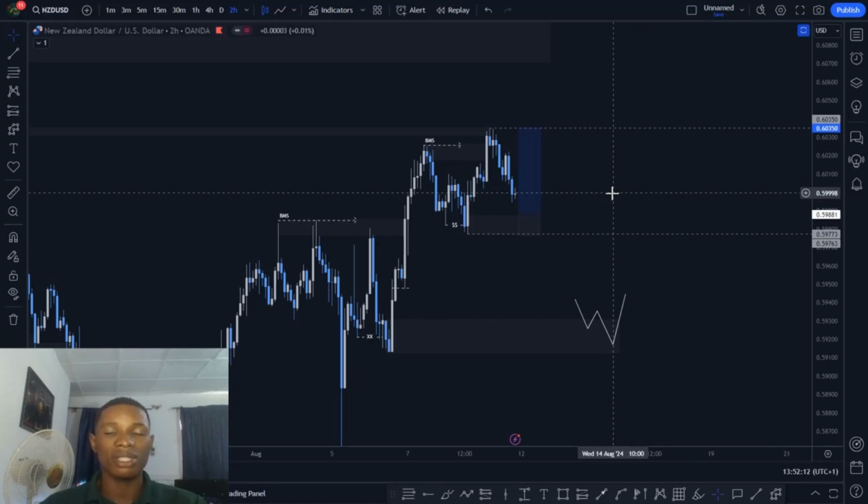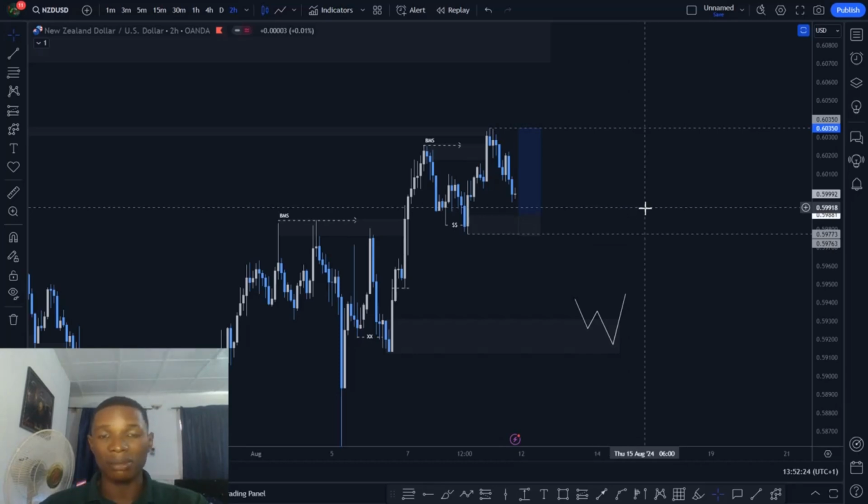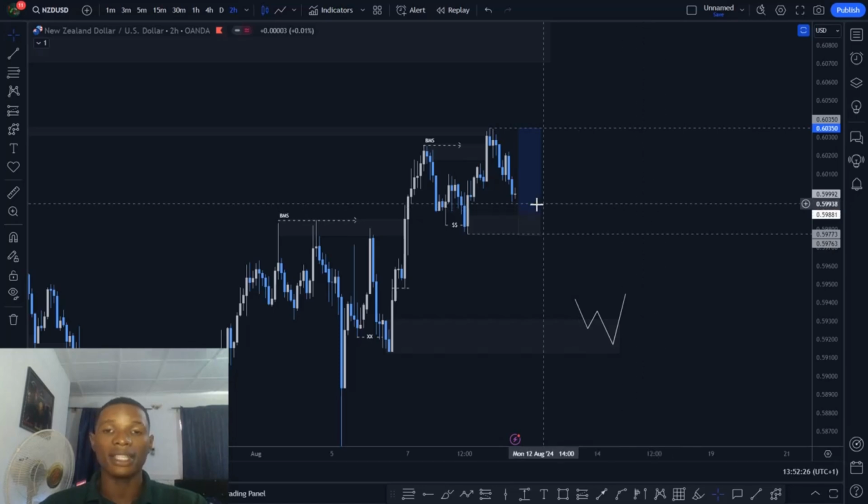It's a pretty simple setup, right? As you guys can see, you don't need to stress yourself, which is very important. You need to always look for those A plus setups that don't really stress you in terms of analyzing them. So this is what I'm currently looking forward to on NZD USD.